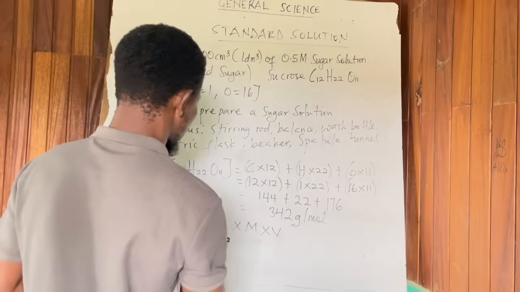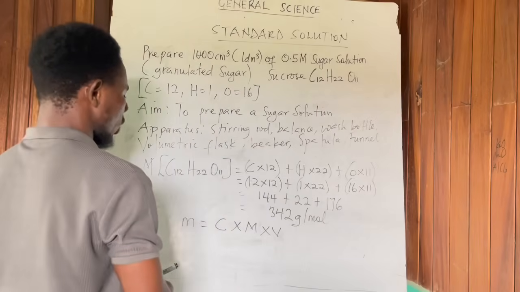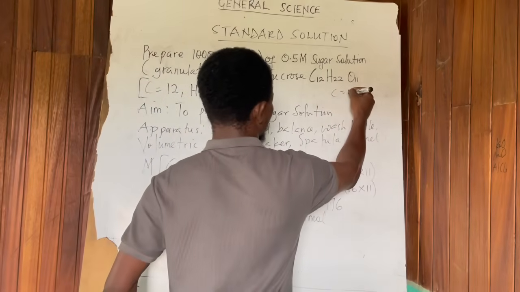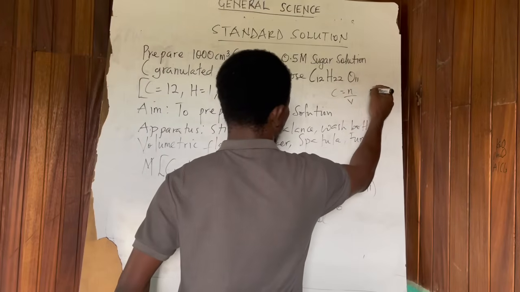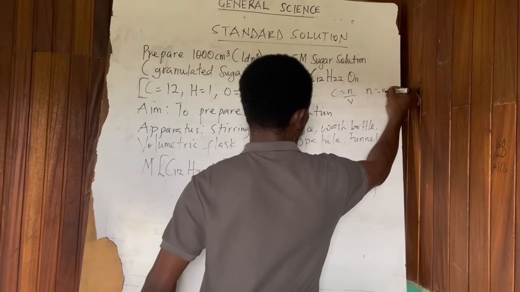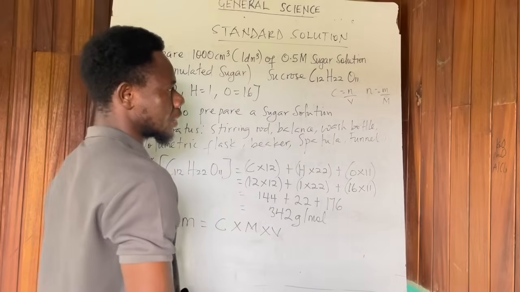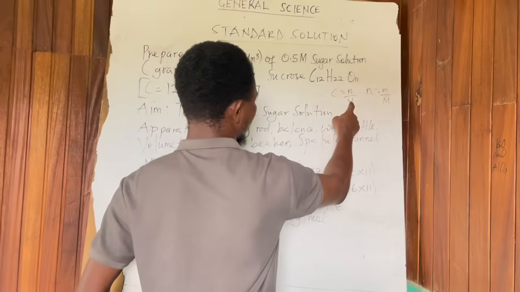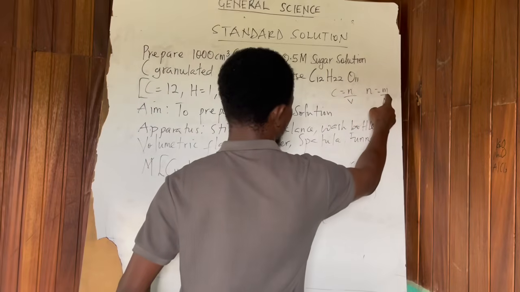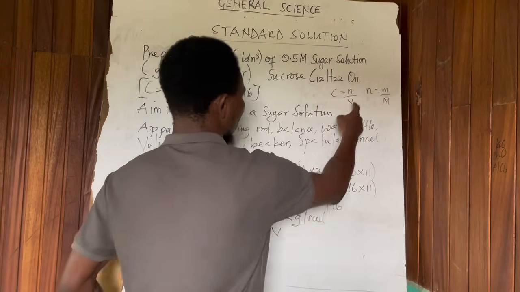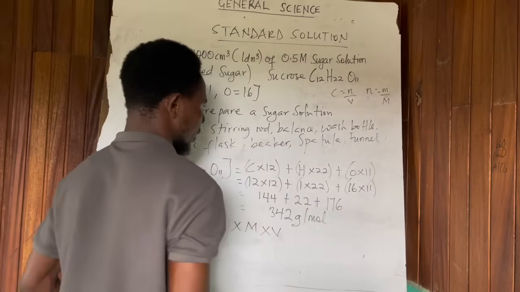I'm sure you remember this formula. Now, we derive this formula from C equals n over V. At the same time, n equals small m over big M. Do you remember this? So, C equals n over V, and n equals small m over big M. Now, if n is equal to small m over big M, I can use this to find my mass.